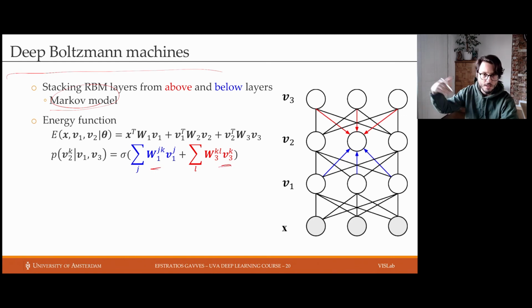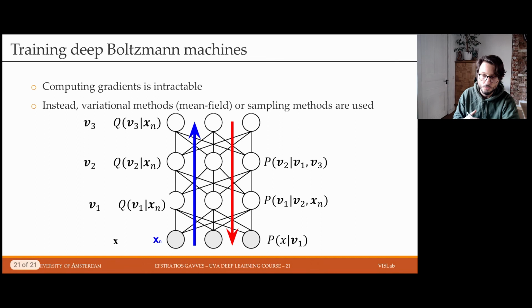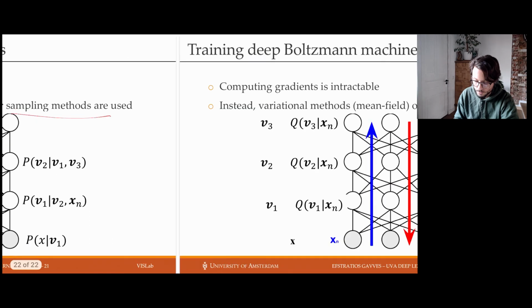Now, because of not having an order, this makes the information flow very complex. Therefore, it's not straightforward how to learn or how to compute gradients. Computing gradients becomes intractable, and instead variational methods have to be used, or sampling methods and so forth.